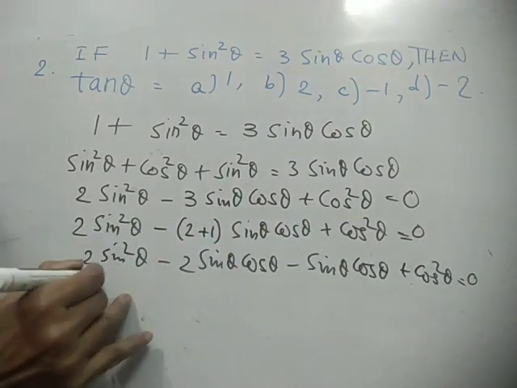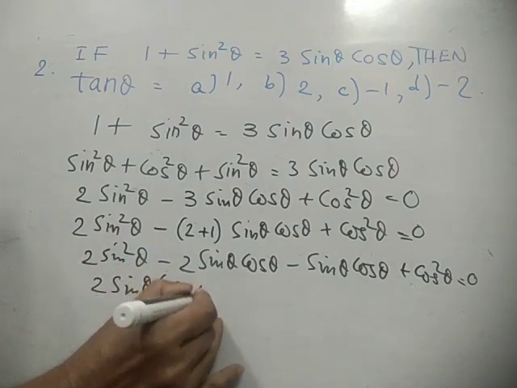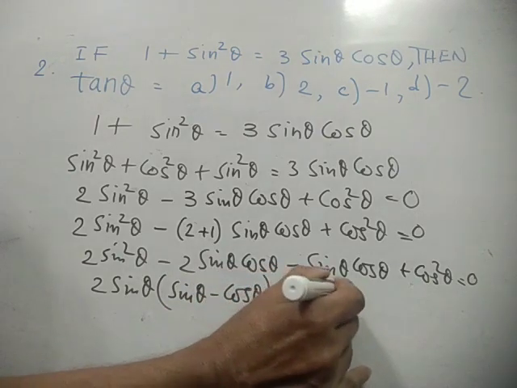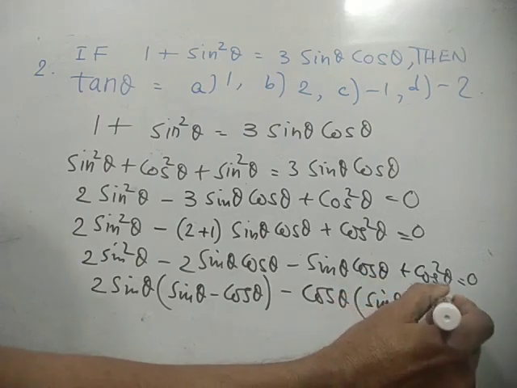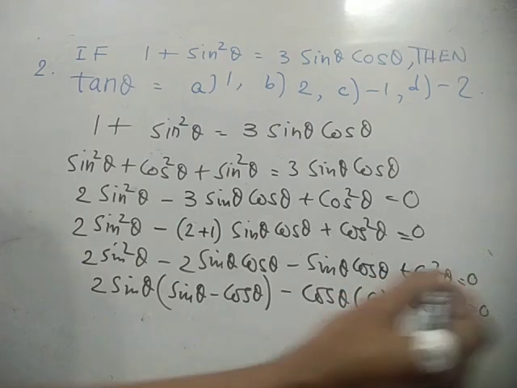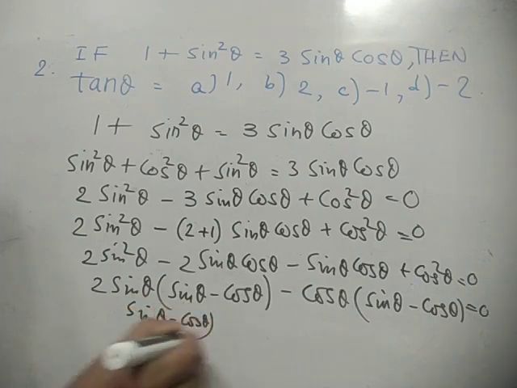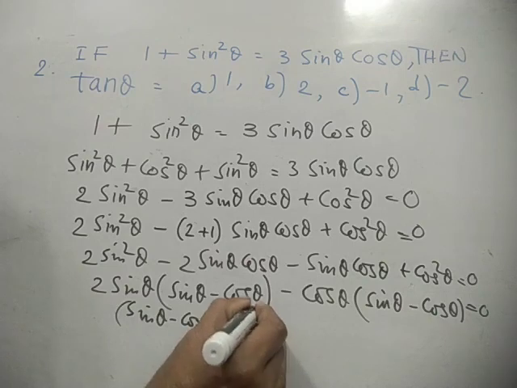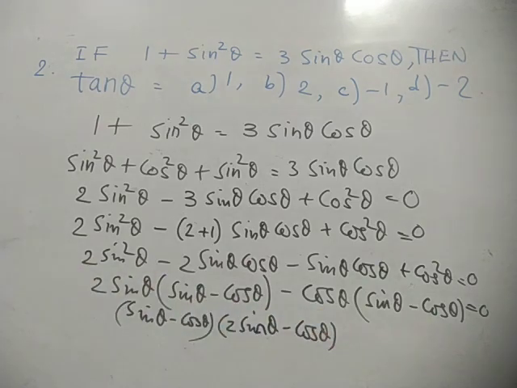Now we can take 2 sine theta common. If 2 sine theta common, in bracket sine theta minus cos theta. From the second part we are taking minus cos theta common, so it will be sine theta minus cos theta, bracket completes, equals to 0. Now from these two we can take sine theta minus cos theta common, so the next bracket is 2 sine theta minus cos theta. So middle term break done. This equals to 0.